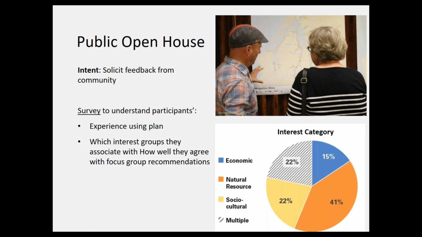So we gave each participant to the open house a survey to understand their experience using the plan, what interest groups they most associate with in terms of economic, natural resource, or sociocultural, and then how well they agree with the focus group recommendations. This pie chart here is just showing you one of the results. This came from the question on which interest group they associated most closely with, and you can see economic, sociocultural, and people that identified with multiple interest groups were about the same, and then natural resource protection kind of led the participation in that open house.